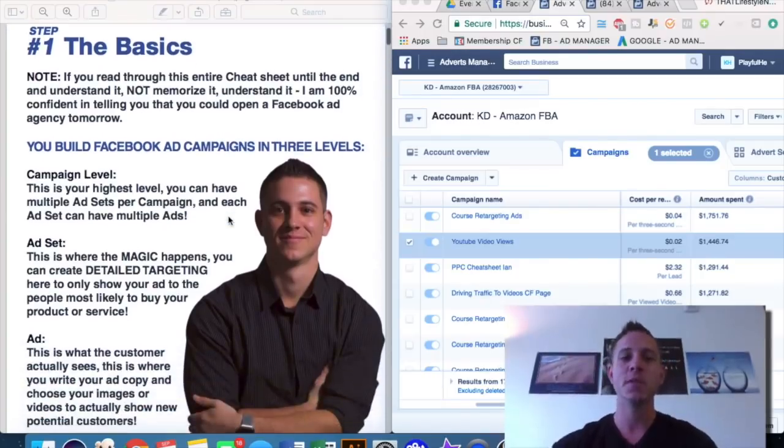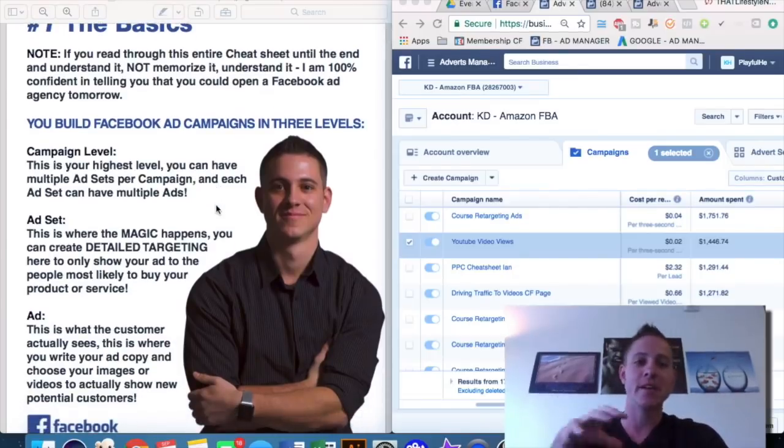So on Facebook, you build ad campaigns in 3 levels. You start at the campaign level, right? This is where you can actually have multiple ad sets, and each ad set has multiple ads. So a campaign is kind of the highest level. Within the campaigns, you have ad sets, right? Ad sets is where you actually do your detailed targeting.